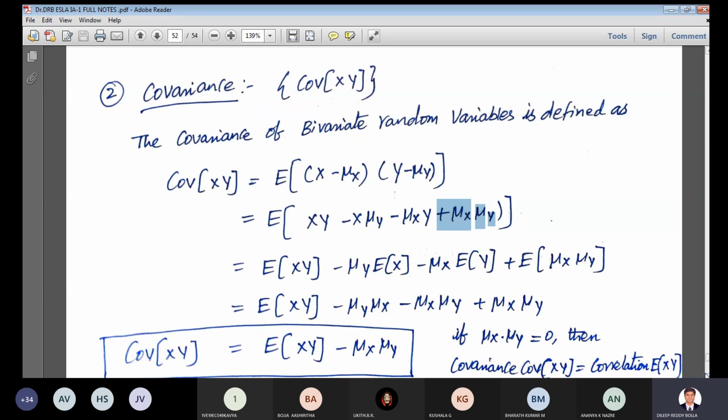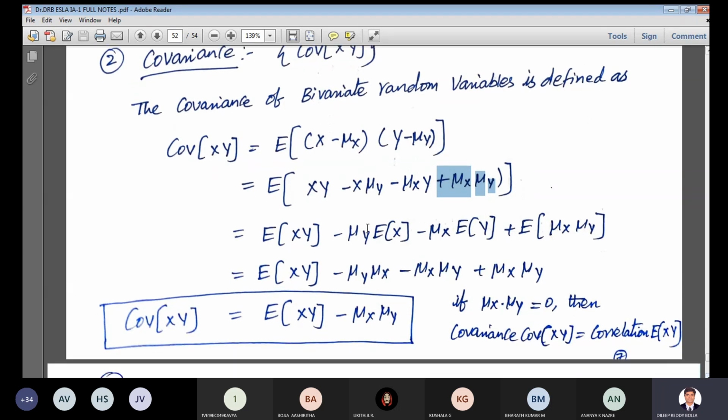Now you take the expectation operator inside that. So separately, xy, if you take the expectation of x and y, what is this expectation of x and y? Correlation, correct? And now mu y is a constant parameter, so mu y is taken out, and you can find the expectation of x. Similarly, mu x is taken out, find the expectation of y, and similarly the expectation of the mean of x and mean of y.